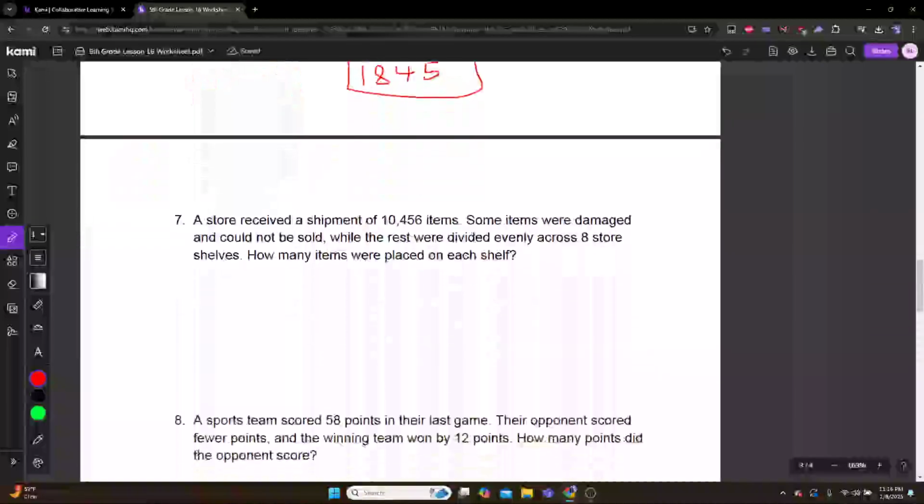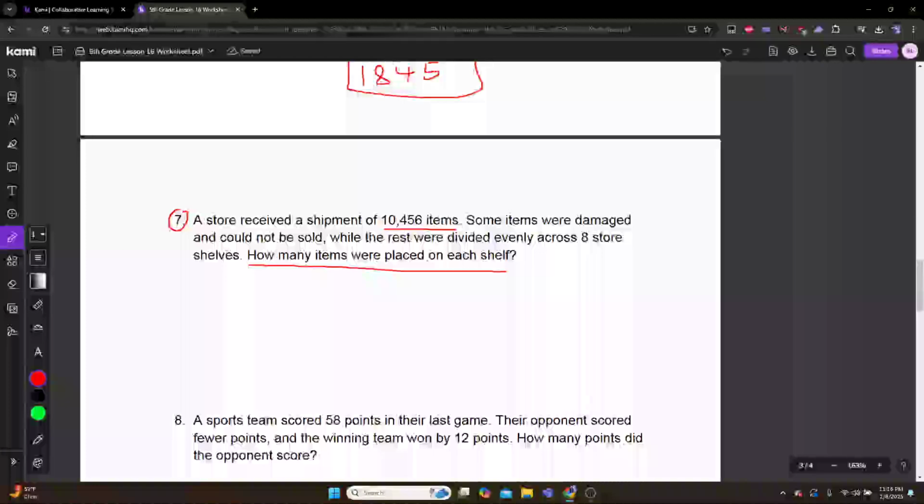Okay. Now, a store received a shipment of 10,456 items. Some items were damaged and could not be sold, while the rest were divided evenly across 8 store shelves. How many items were placed on each shelf?